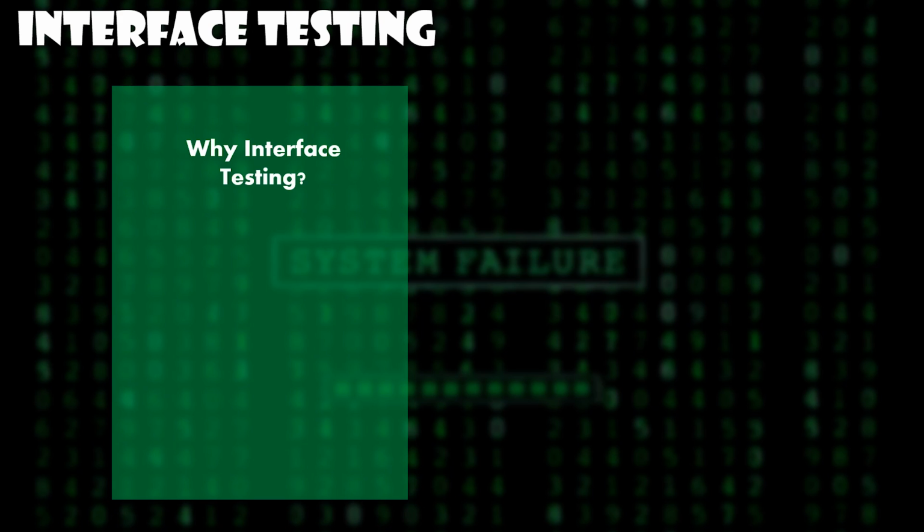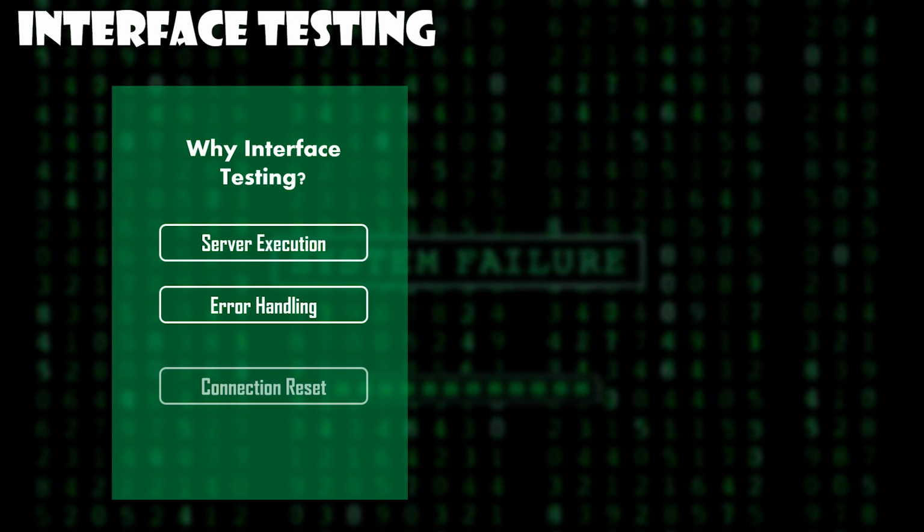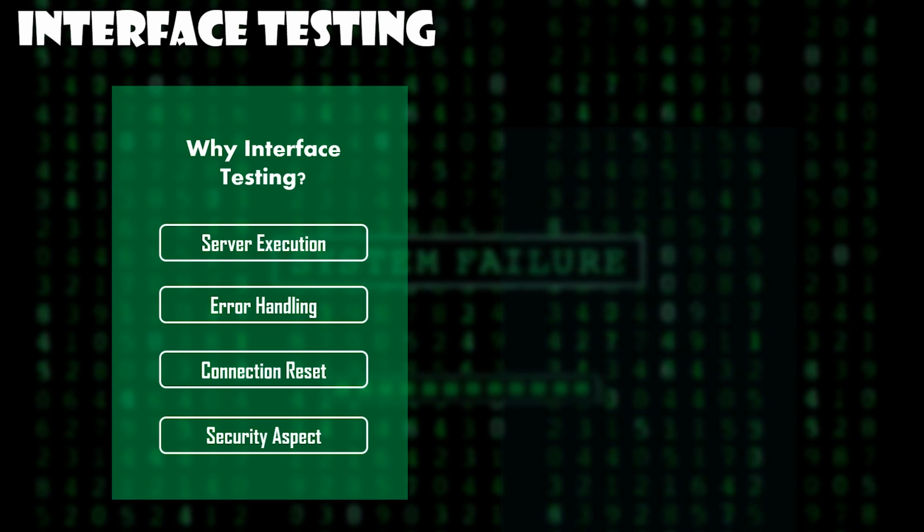Now, let's see why we have to perform interface testing. So, it is required to check if the server execution is proper. Now, error handling is done properly and appropriate error messages are shown for queries made by the application or software. It is also used to check the result when a connection to the server is reset, and also to check the security aspect when the components communicate within themselves. Interface testing is also done to check the impact of network failure on the communication between the components.